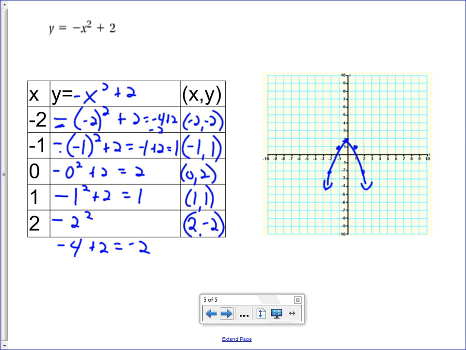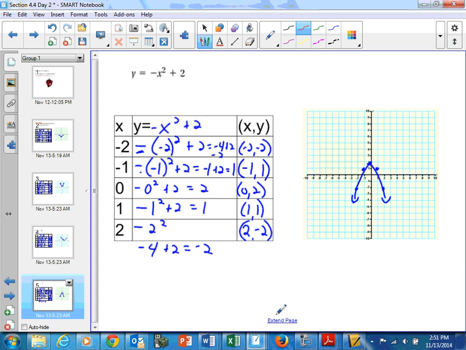Okay, hopefully we get the idea. Again, we're just making T-charts and graphing. So that is a wrap.